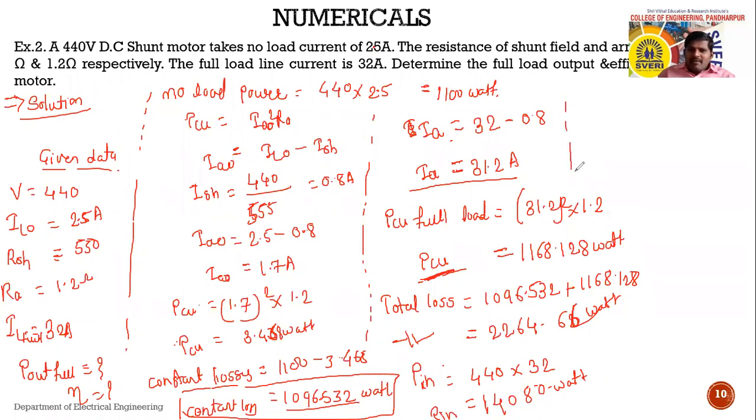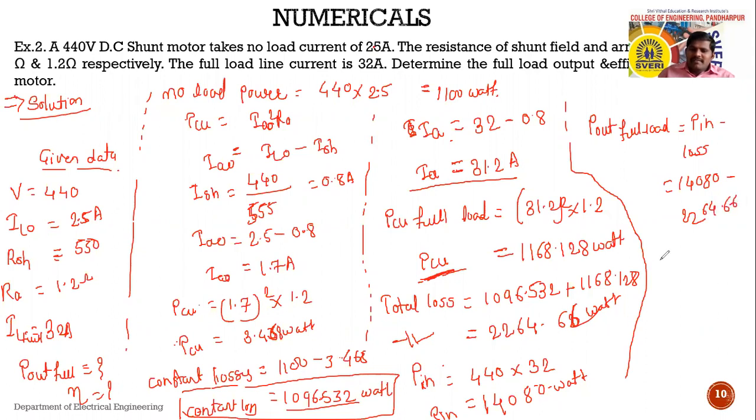We want to calculate the power output at full load condition. Full load condition la power output calculate करायचे. P out at full load. It is equal to P in minus loss. That is total loss. P in आहे आपल्याकडे 14,080 minus 2,264.66 watt. किती येते output power?